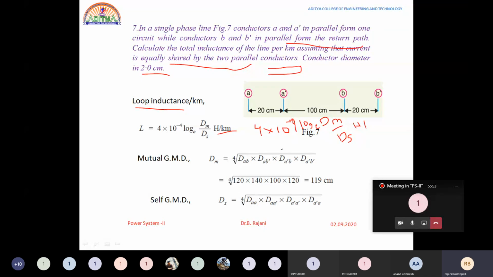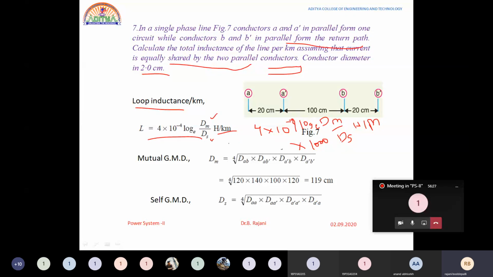Here it is kilometers, which means we have to multiply this term with 1000, so that you will be having the value as 10 to the power of minus 4. That's what he had given you straight away. L is equal to 4 into 10 to the power of minus 4 log e dm by ds. That's why the loop inductance formula is written Henry per kilometer. Units are very, very important. For this, you have to find the terms of what is dm and ds.